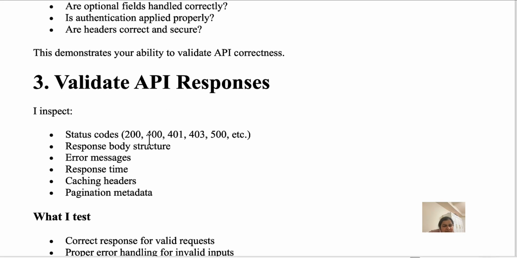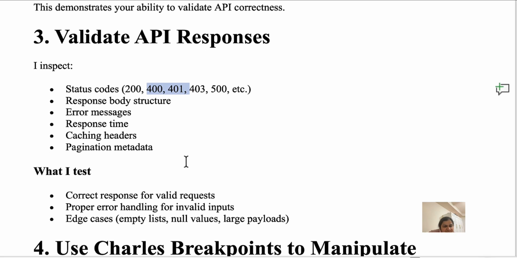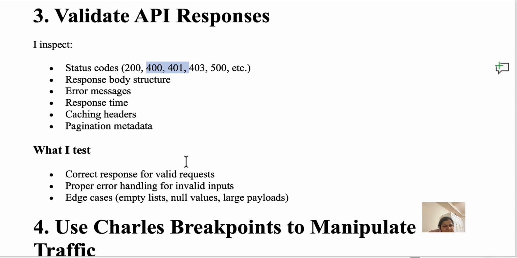We also check all the status codes. If it's 200 series, it is successful, whereas 400 series would mean it is a client-side error, and 500 series would mean a server-side error. So we check the response body, structure, and error messages. Are they shown properly? Response times and caching, headers and pagination, metadata, all that.